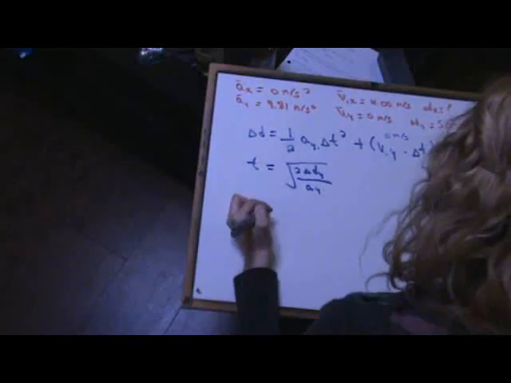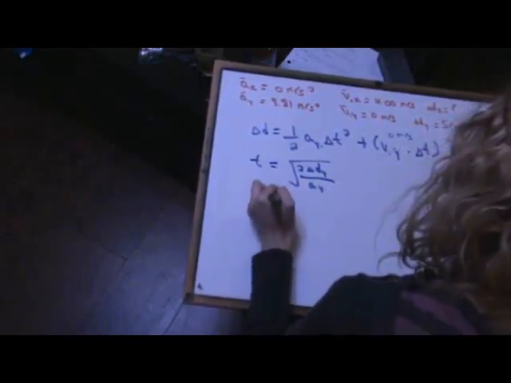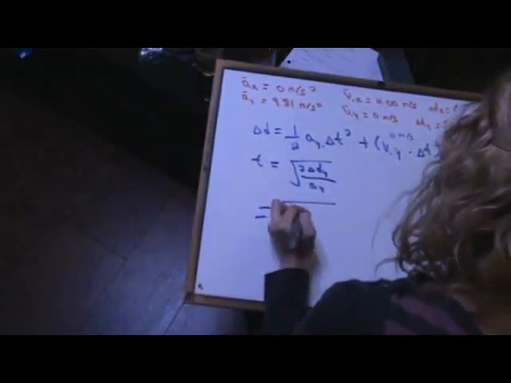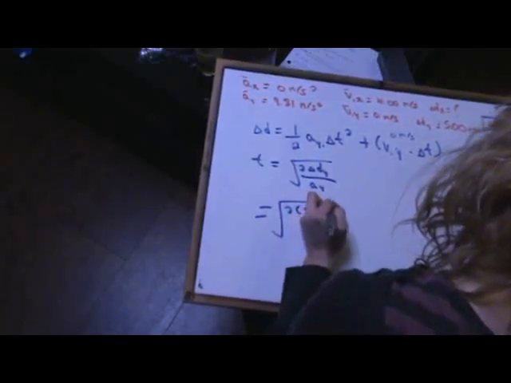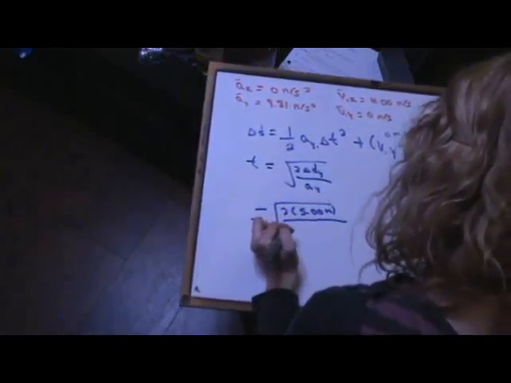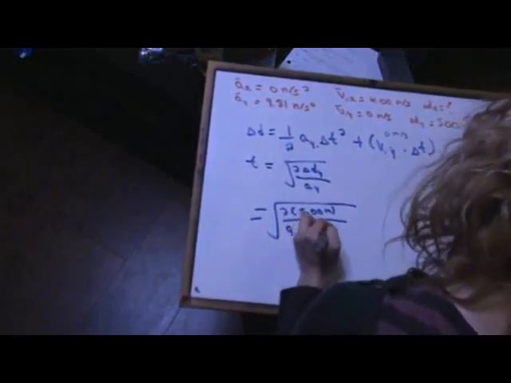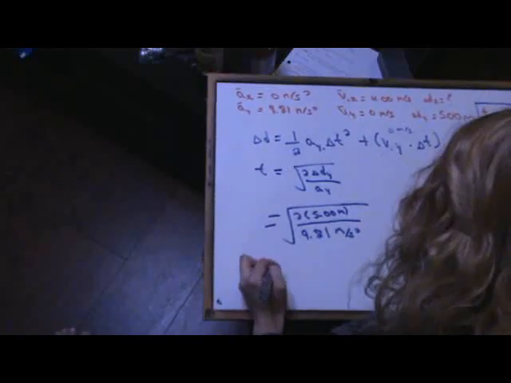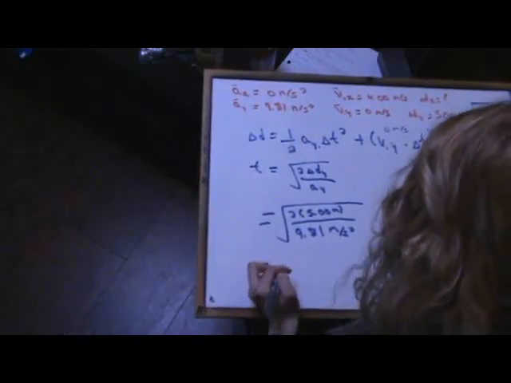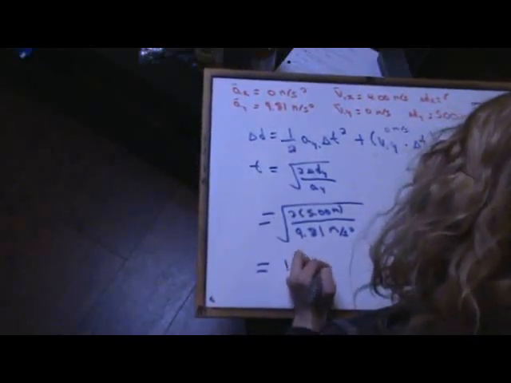Now plug in the givens. 2 times 5 meters over 9.81 meters per second squared, all square rooted. Plugging this into the calculator, we will get 1.01 seconds.